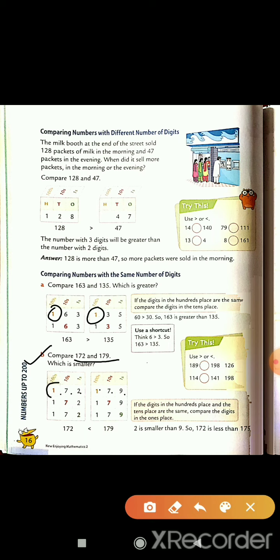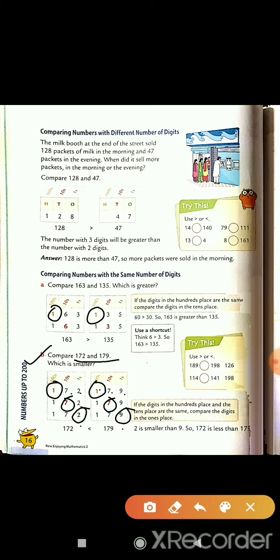So first start with the digit at the hundreds place. At the hundreds place, in both the numbers 1 is there, both the numbers are same, so we cannot compare it. Now move on to the tens. At the tens place 7 is there. Here also at the tens place 7 is there. Again we cannot compare it because both the numbers are same. So in this case, now we'll compare the digit which is at the ones place.